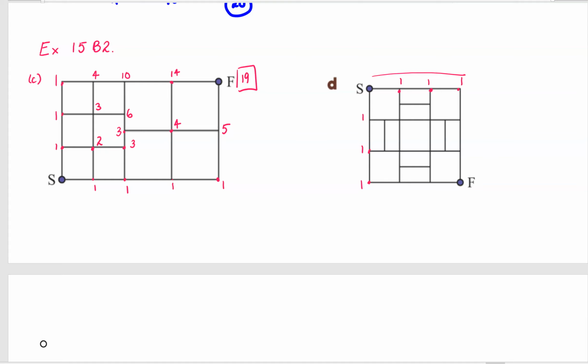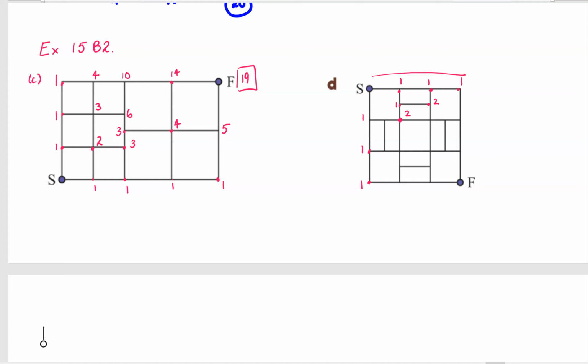Okay, so 1 plus 1, that one's going to be 2. However, how do we get to this one here? So again, one way to get here and only one way to get there. We can't go this way because again, that would be backtracking. So it's just that. And then we've got 1 plus 1, so that gives me 2.